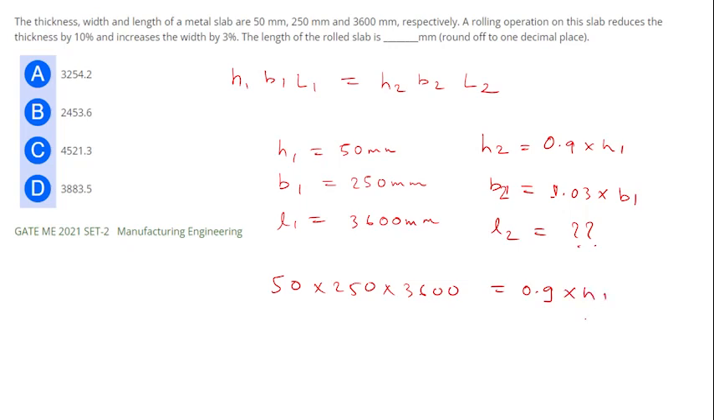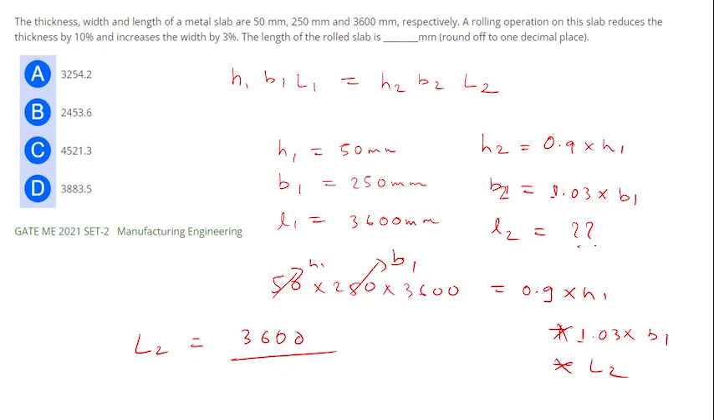0.9 to H1, 1.03 into B1, into L2. So your L2 will be 3600. This is H1 and this is B1 only. So it will be 3600 divided by 0.9 into 1.03. It is coming D, right?